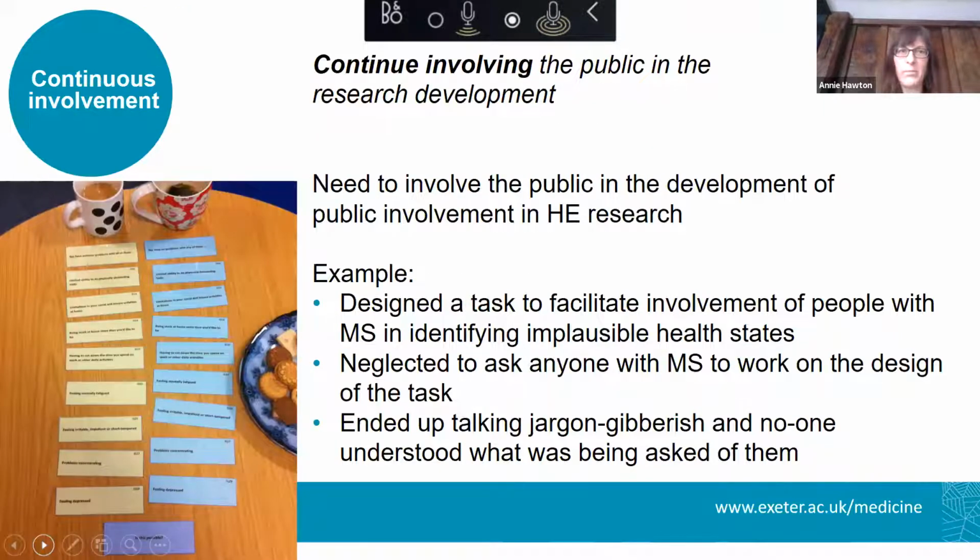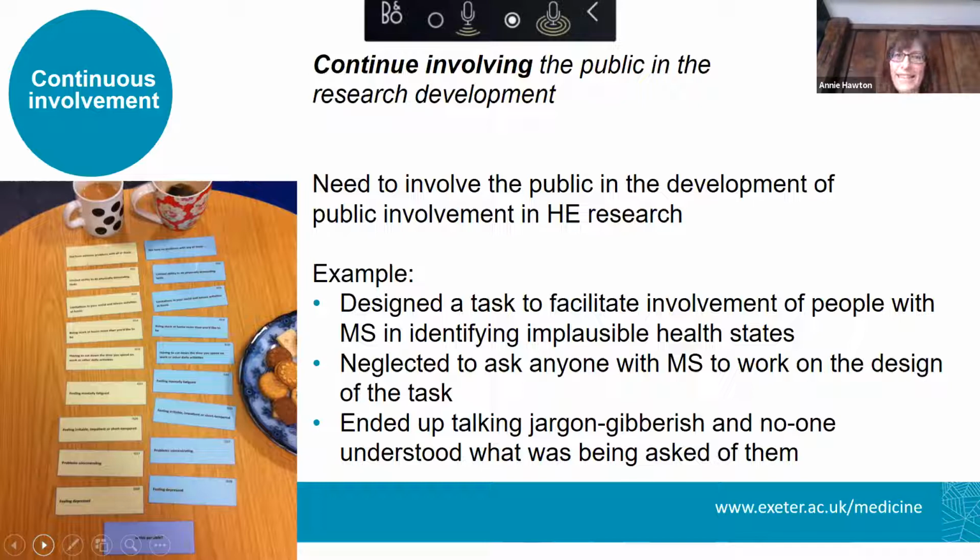The third of the PAX Principles, continuous involvement. And here there's the need to involve members of the public in the development of public involvement in health economics research. And the example I have here is an instance where I really came a cropper. What we did was design a task to facilitate the involvement of people with MS in identifying implausible health states. And this was to inform a health state valuation survey in the design of a condition-specific preference-based measure.